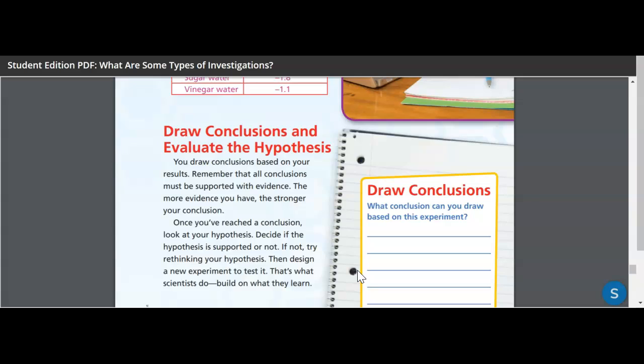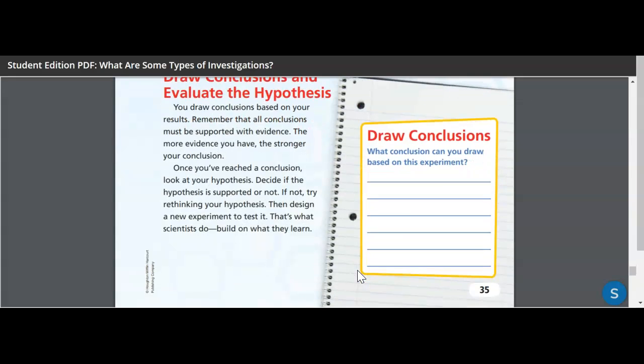Remember we talked about conclusions earlier. You draw conclusions based on your results. Remember that all conclusions must be supported with the evidence. The more evidence you have, the stronger your conclusion. Once you've reached a conclusion, look at your hypothesis. Decide if the hypothesis is supported or not. If not, try rethinking your hypothesis. Then design a new experiment to test it. That's what scientists do. Build on what they learn.